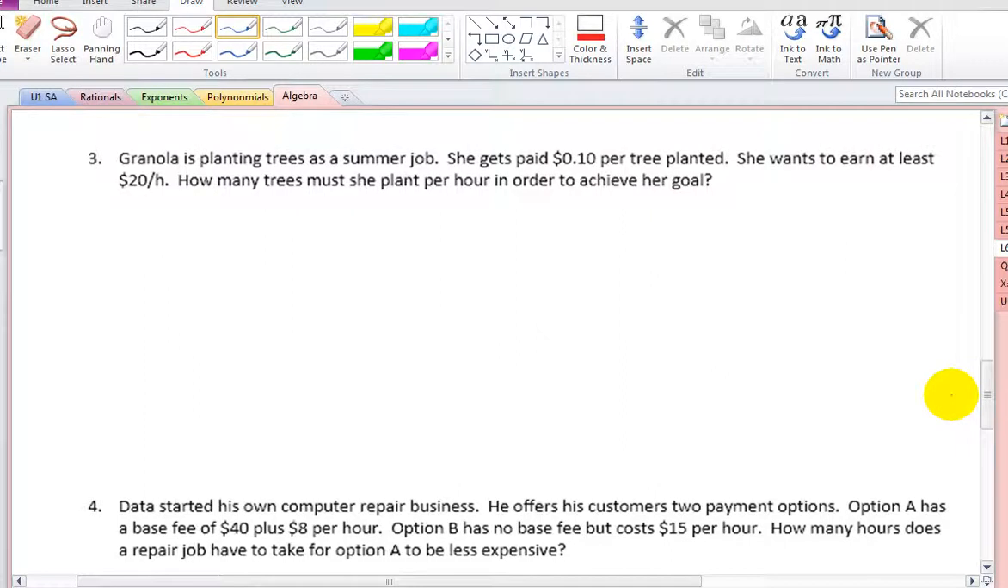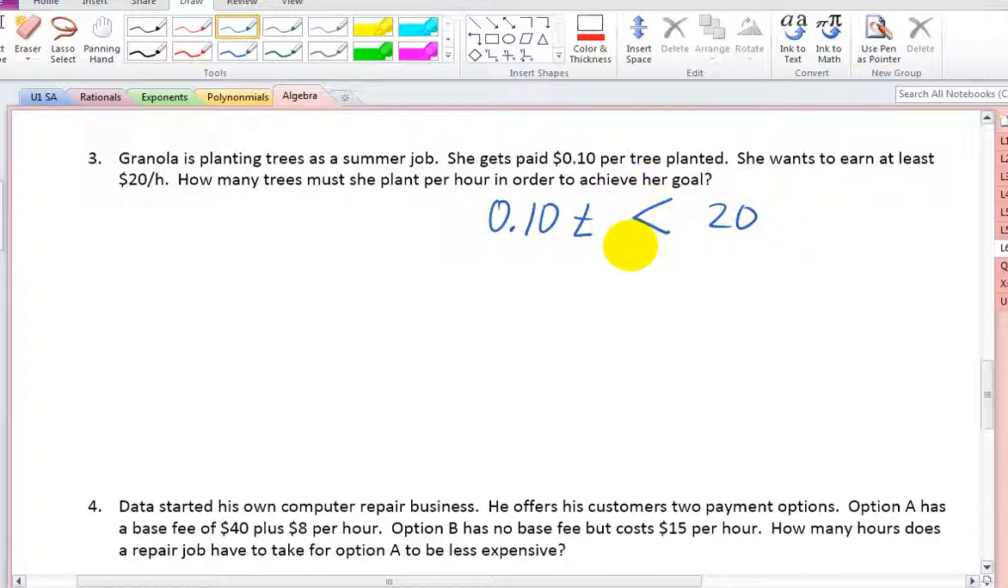Granola is out planting trees. So 10 cents a tree planted. She wants to make $20 an hour. Now she doesn't mind if that's greater than. She wouldn't mind that at all. But it can be equal to. Okay, so this one's a little different. The sign should eat the $20. Solve this one, then make a sentence. Be careful about it.